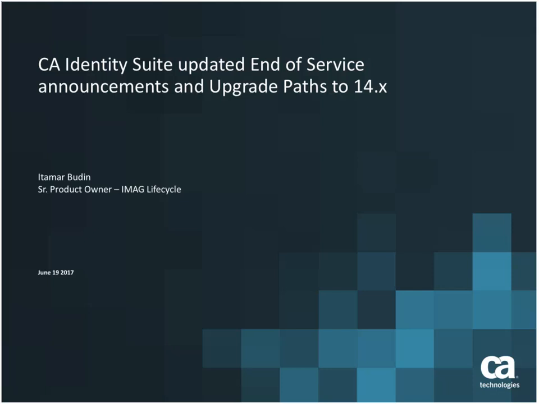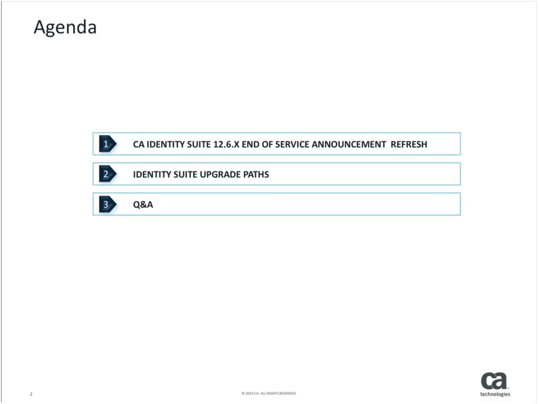So what we are going to do today is I wanted to reach out to everyone and do sort of a refresh about some of the end of service announcements we have for the Identity Suite, especially the 12.6x branch. I would like to put a reminder of some of the dates for the end of service, explain a little bit what end of service is from a customer perspective, what our options are, and talk about how fixes are going to be delivered depending on which version the customer is running. Then we're going to talk about upgrade paths, which options we have to upgrade into the latest and greatest, our version 14 and 14.1 that's going to come out very soon. And we're going to leave some time at the end for questions and answers.